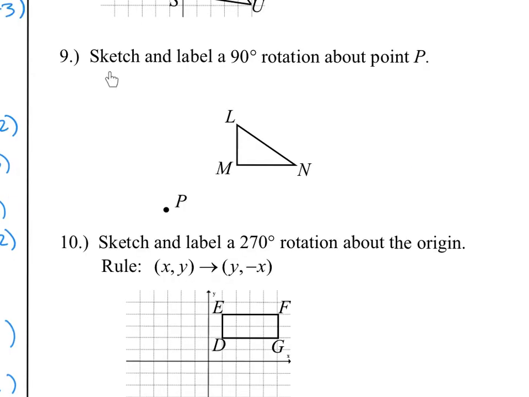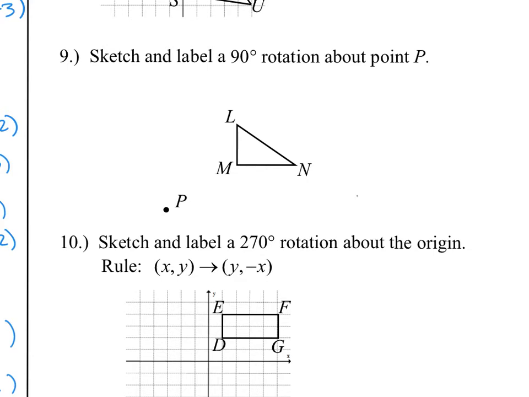Number 9 asks us to sketch and label a 90-degree rotation about point P. So we're going to take this triangle and we're going to rotate it 90 degrees in the counterclockwise direction. That's to the left, counterclockwise direction, about point P. Okay, so we're going to do this point by point using the definition of a rotation. So let's start with point L.